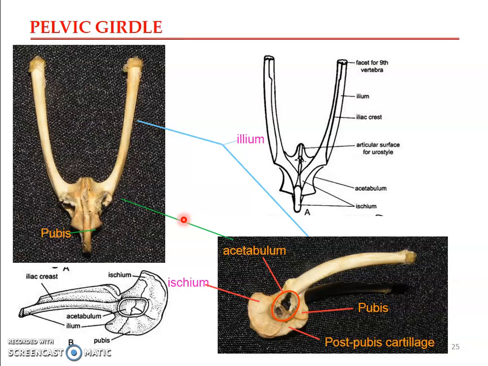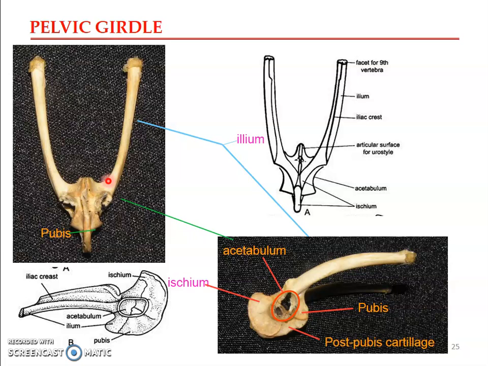The pelvic girdle lies in the posterior region of the trunk and it gives support to the hind limbs. As you can see, it is V-shaped and composed of two similar halves. This is one half over here and this is the second one. These two join together at this region, and each half is referred to as os innominatum.